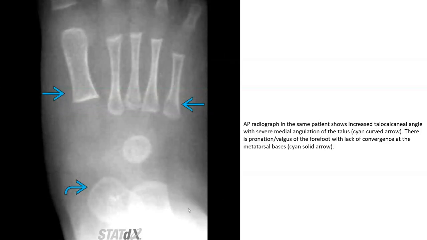AP radiograph in the same patient shows increased talocalcaneal angle with severe medial angulation of the talus. There is pronation valgus of the forefoot with lack of convergence of the metatarsal bones.